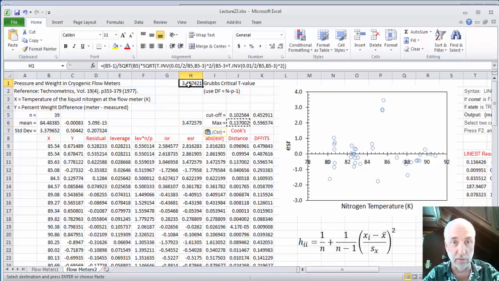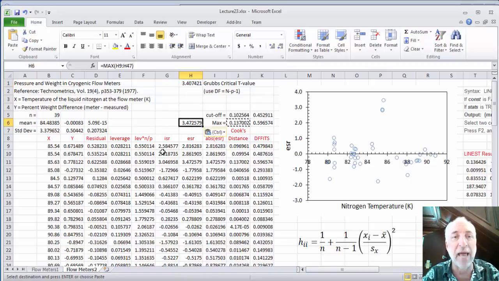I can also calculate the critical Grubbs t-value. I have to remember to use the degrees of freedom of n minus p minus 1, not just n minus 2, like we did where we were only dealing with data around a mean. But again, for a reasonable value of n, that's a small difference, unless p gets large. But nonetheless, that's our critical Grubbs value. You can see that our maximum residual is only slightly above that.